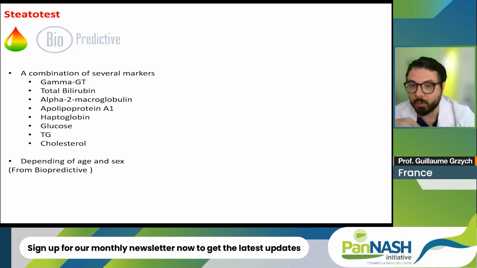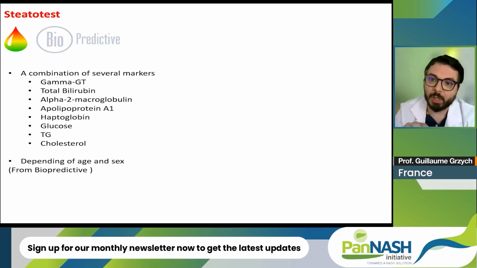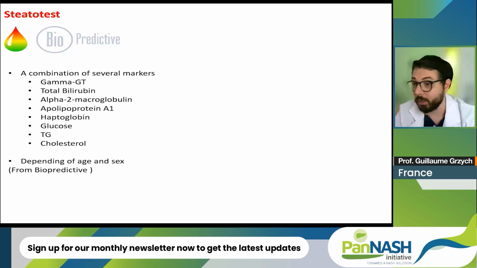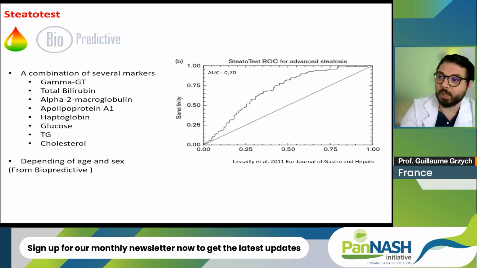We could discuss the other ones after that, but for now, for SteatoTest, the same parameters are used. You have to enter all the parameters and then you can calculate all the different scores. The calculation of the scores is kept secret by BioPredictive, so I cannot give you the score for now. So you have to pay to make the calculation.